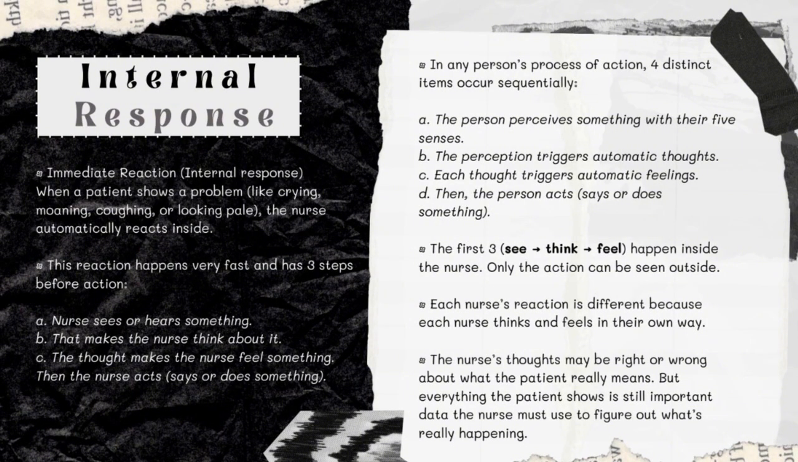1. The nurse sees or hears something. 2. Thinks about it. 3. Feels something, then acts. Example, kung biglang umubo ang pasyente, maiisip ng nurse na baka may problema sa paghinga or what, kaya agad niya itong lalapitan. In any person's process of action, 4 distinct items occur sequentially. So yeah, there are 4 steps: perception, thought, feelings, then action.